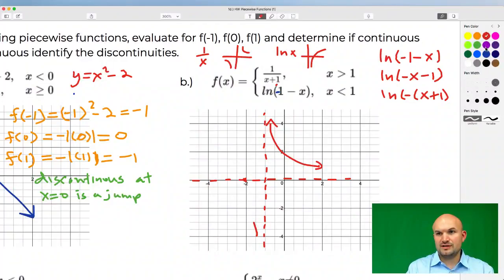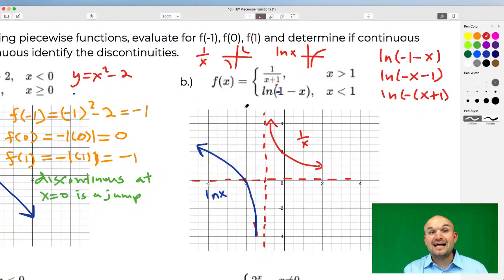So let's do it in a different color. Let's go back to blue. So my y equals ln of x would look something like that. Okay? So that is going to be ln of x. That is my reciprocal function. So I'll say ln of x, and just because I didn't clarify that, this is my 1 over x. All right? Now let's go and evaluate.